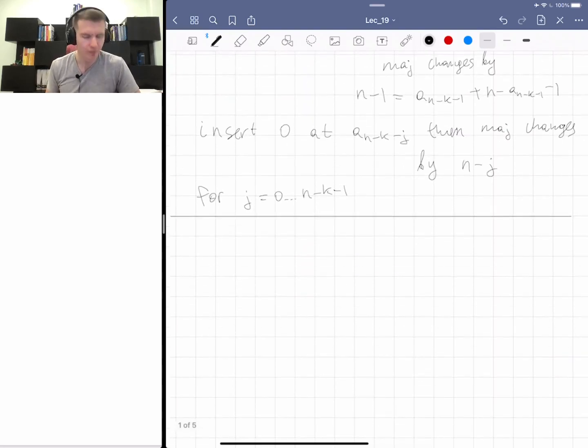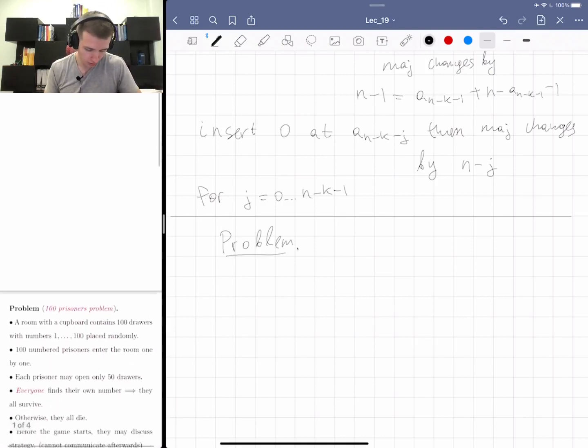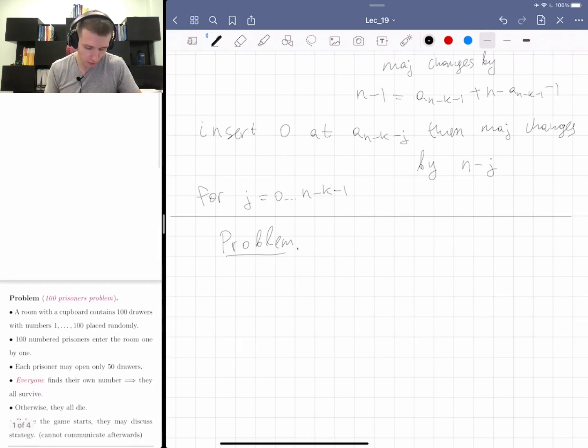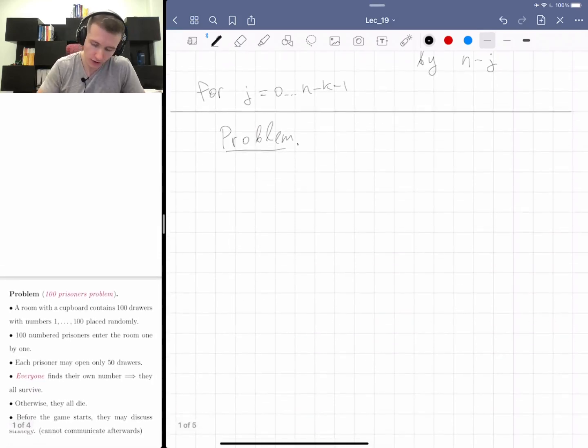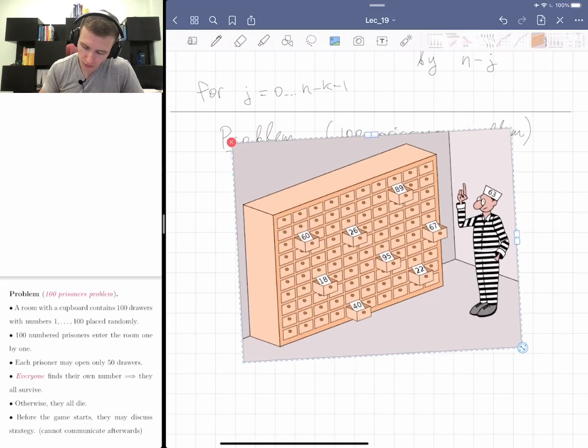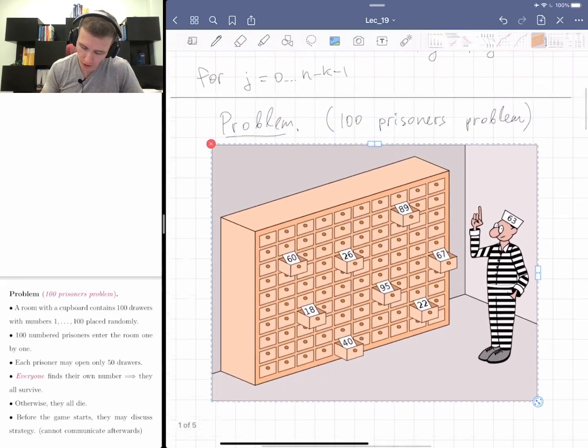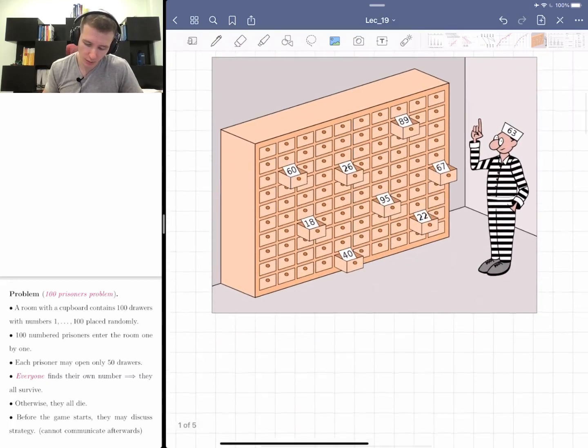Welcome back from the midterm. I'd like to start with a problem. So here's a recreational problem, which may or may not have anything to do with what I'm going to discuss or what I've been discussing so far. It's called the 100 prisoners problem. And here's a picture from Wikipedia, which somehow represents the problem, I guess.